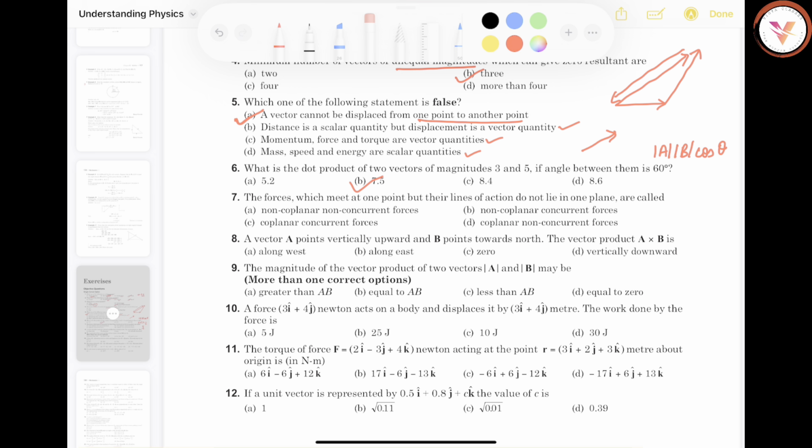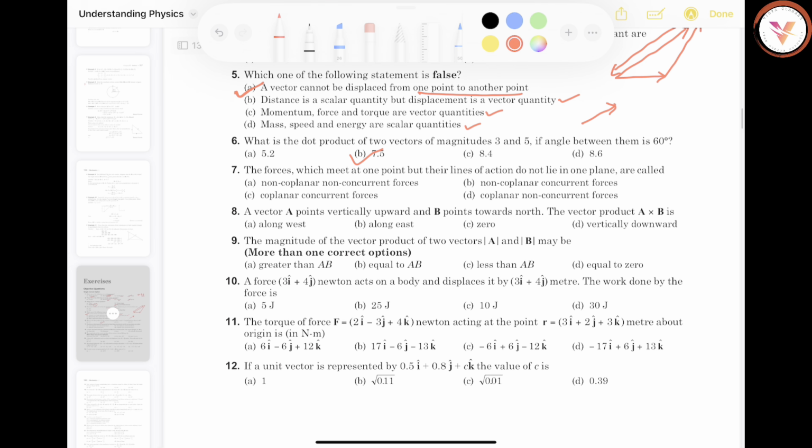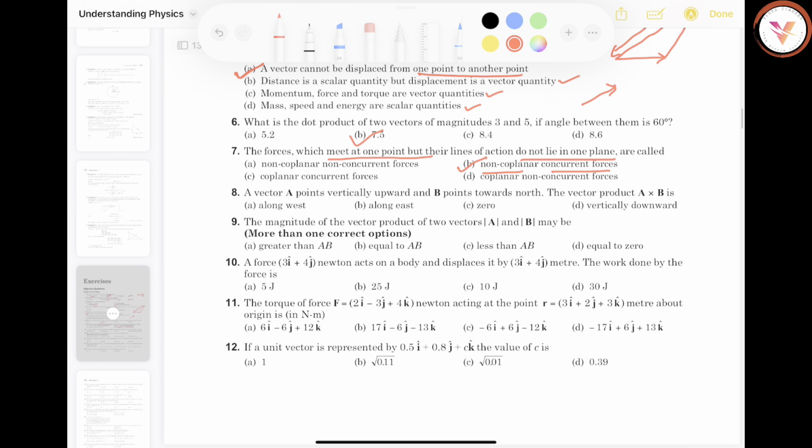Next is the forces which meet at one point but their lines of action do not lie in one plane. Forces which meet at one point are concurrent, but if they do not lie in one plane, they are non-coplanar. So they are non-coplanar concurrent forces. Those meeting at one point that are concurrent and lie in one plane are coplanar, but these do not lie in one plane, so they are non-coplanar.